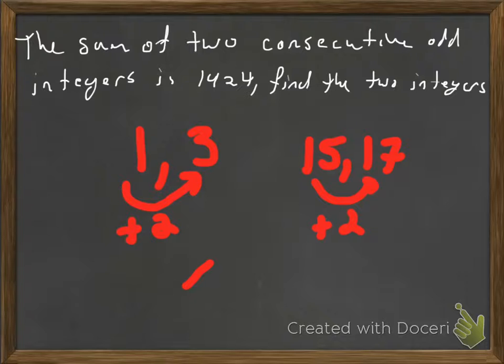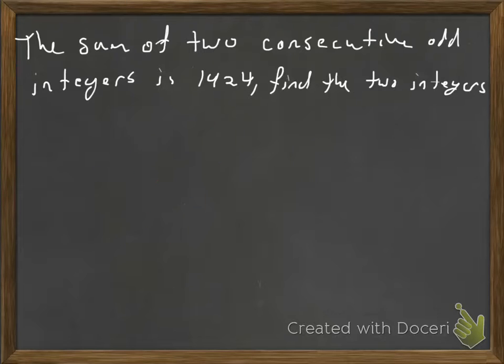So if my first integer is x, to get to the next odd one, I would need to add 2. Okay, so I'm going to take this sum of two consecutive, so one after the other, odd integers, and adding them together is 1424. So I'm going to say x plus x plus 2 is going to be equal to 1424.